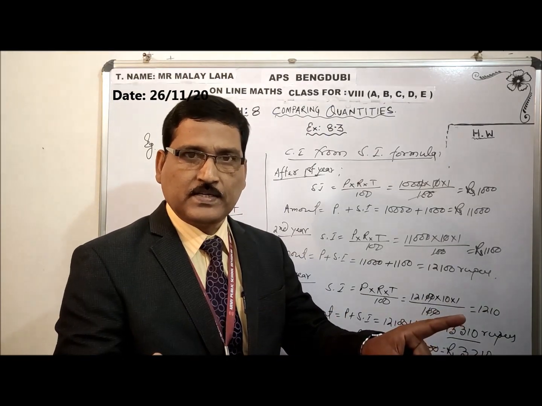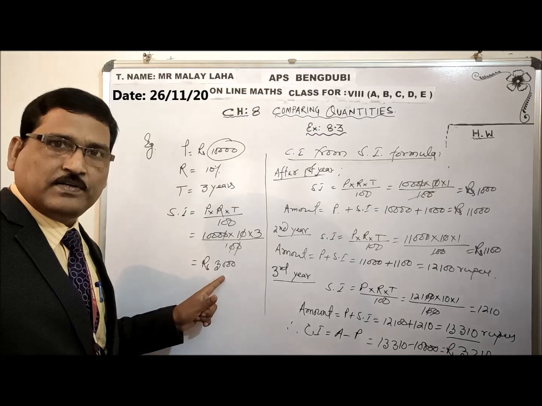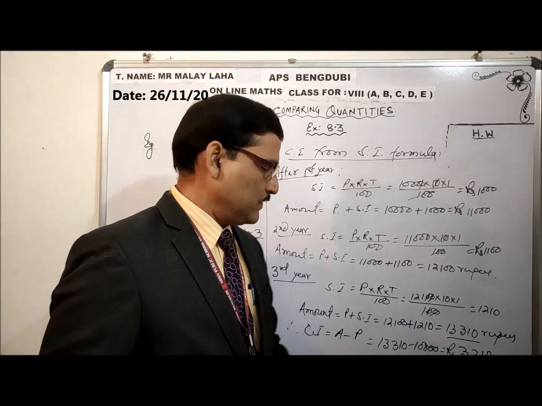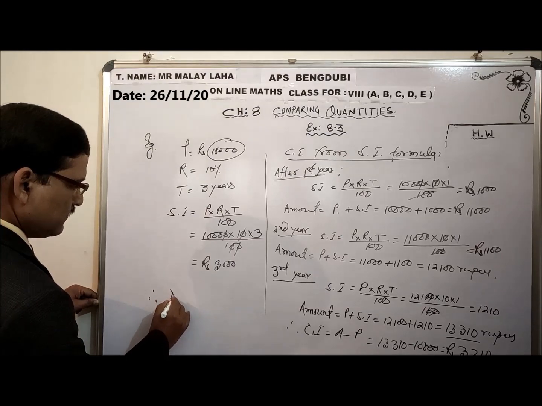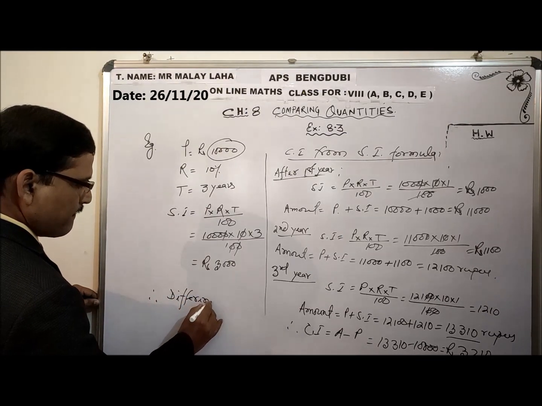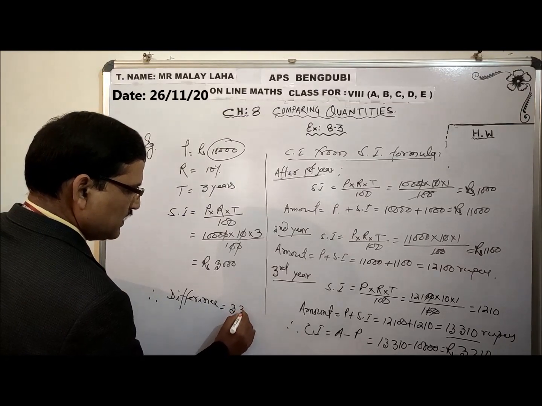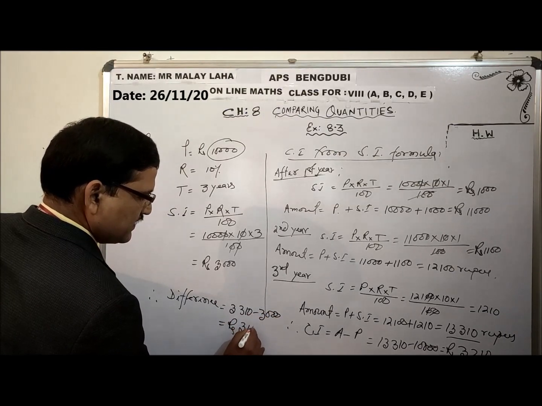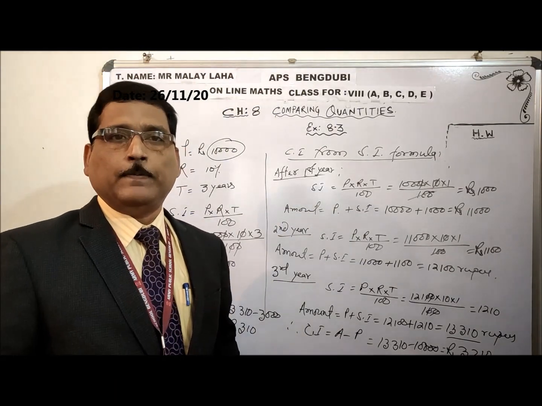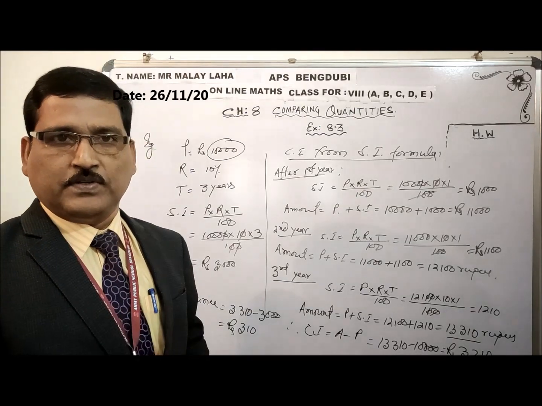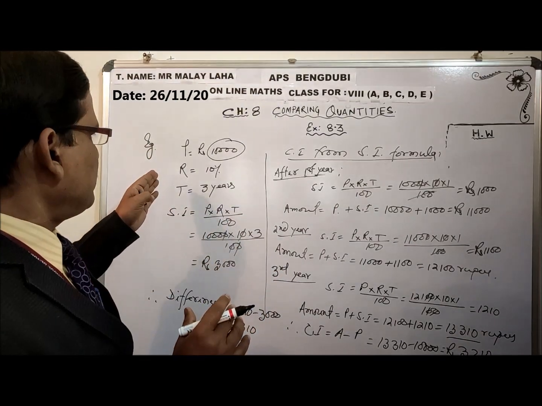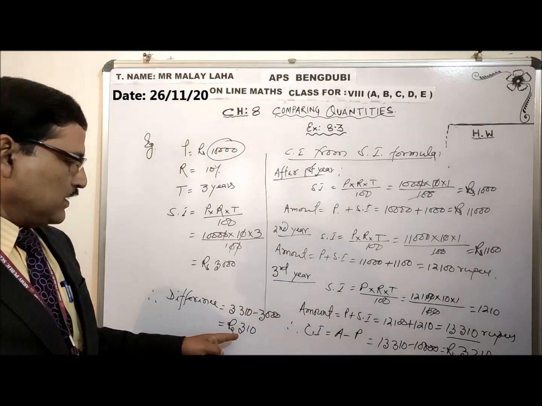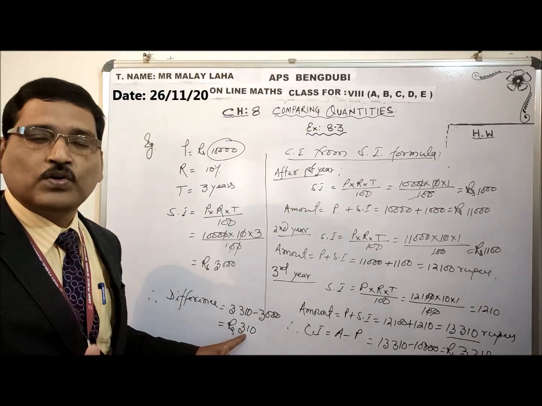At the end of the third year I am getting this amount and compound interest is 3,310. Now compare simple interest and compound interest. I earned simple interest 3,000 only, and the compound interest is 3,310. What is the difference? Therefore difference equals 3,310 minus 3,000, that equals rupees 310. So same principal, same rate, same time period. If I invest in simple interest and compound interest, the compound interest will be, in this case, 310 more than the simple interest.